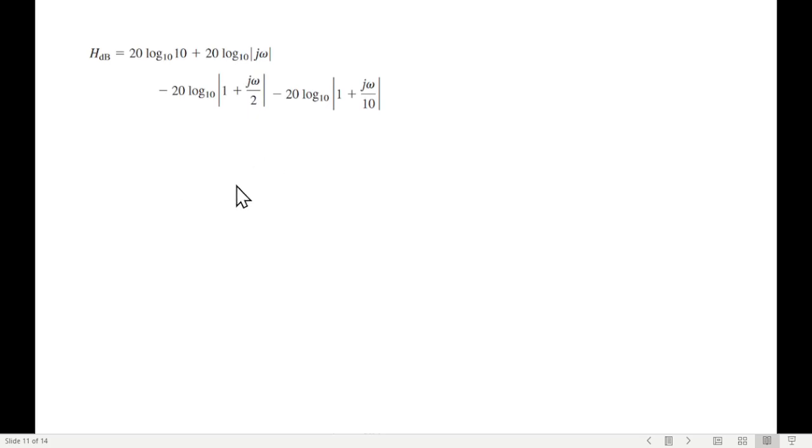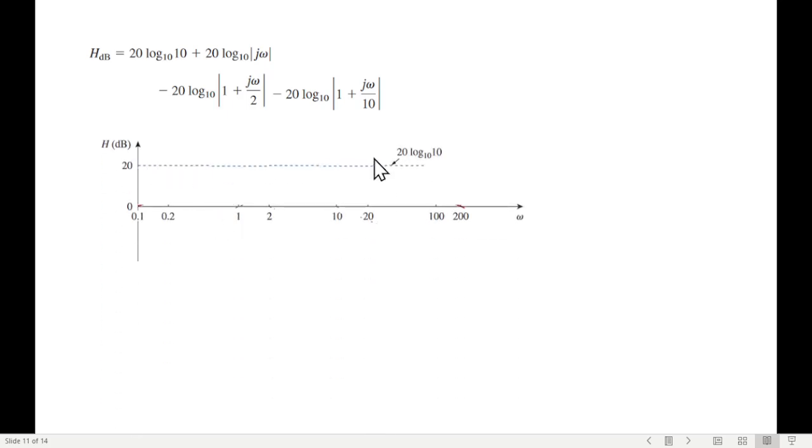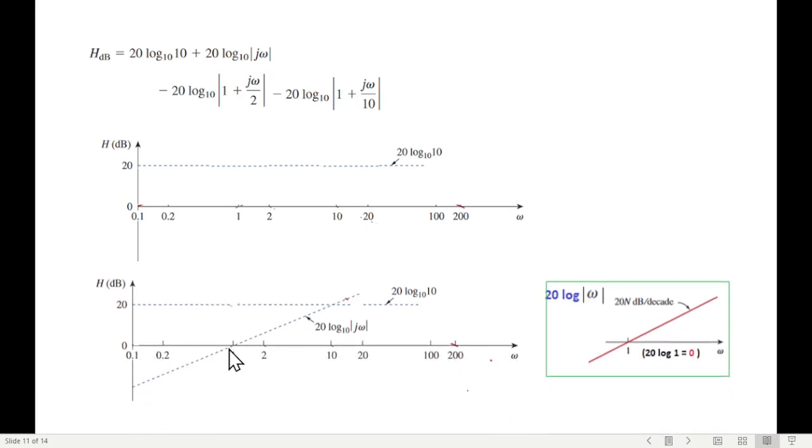Now let's see how to plot. First of all, we'll plot this constant. So this line is 20 log 10, which is equal to 20. So we've drawn a line at 20. Then we have to plot this j omega term, and we know that the j omega must cross 1. At omega 1, it must cross the 0 axis. So it is crossing 1 at the 0 axis.